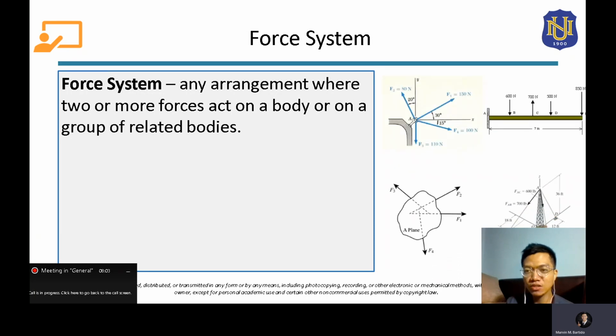As you can see on your screen, these are examples of force systems wherein a body is subjected to forces. It's also the same here. This is the body and it is subjected to these forces. The same with this body. This is subjected to these forces. These are all examples of force systems.